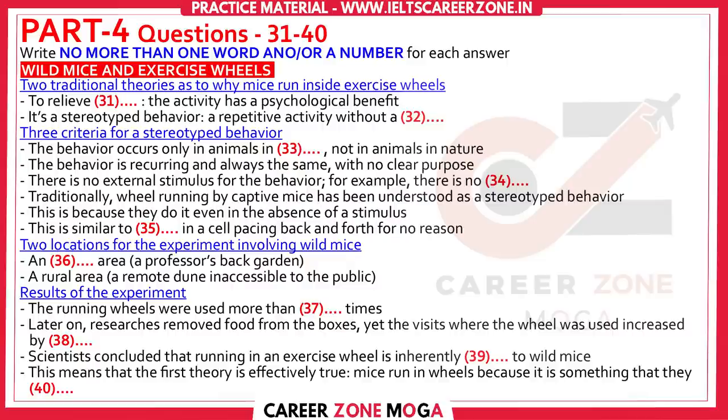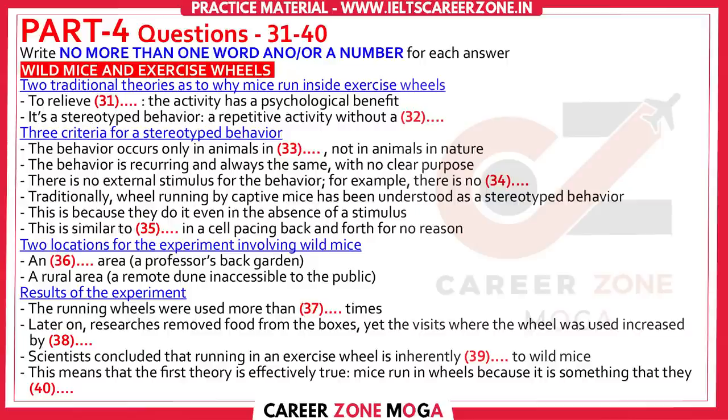You can't help getting the idea that mice enjoy running in exercise wheels. But is this actually the case? And what can science tell us? Traditionally, there were two explanations for why mice in captivity, whether kept as pets or for research, would run in exercise wheels. First, there's the possibility that the mice are running to relieve the stress of being confined. This means that there is a psychological benefit or reward from running in the exercise wheel. The other explanation is that running in the exercise wheel is a stereotyped behaviour, an activity that is repetitive, that is repeated in the same way countless times without ever achieving any goal.